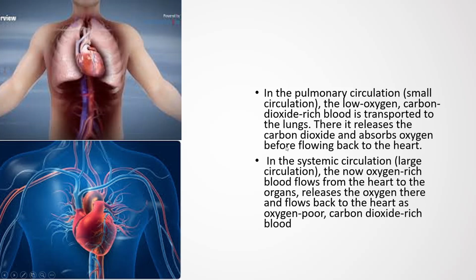In the systemic circulation, also called large circulation, including the vena cava superior, inferior and the aorta with their branches, the now oxygen rich blood flows from the heart to the organs, releasing the oxygen there, and flows back to the heart as oxygen poor and carbon dioxide rich blood.